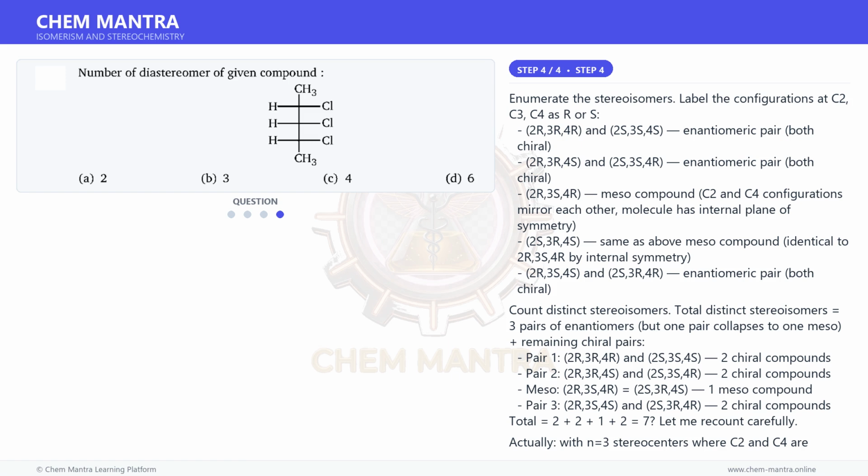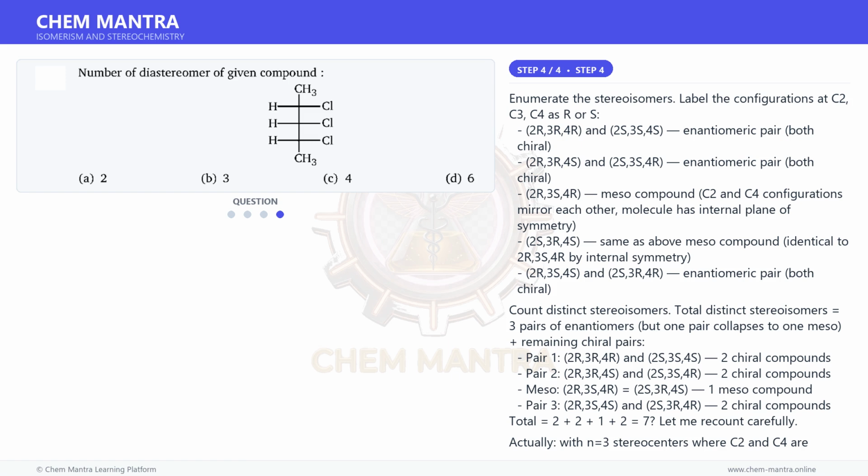Diastereomers are all other stereoisomers that are not enantiomers of the given compound. The given compound is 2R, 3R, 4R or 2S, 3S, 4S. Its enantiomer is 1 compound. The remaining stereoisomers are diastereomers: RRS, SSR, a pair equal to 2, and meso, RSR, equal to 1. Total diastereomers equals 2 plus 1 equals 3.